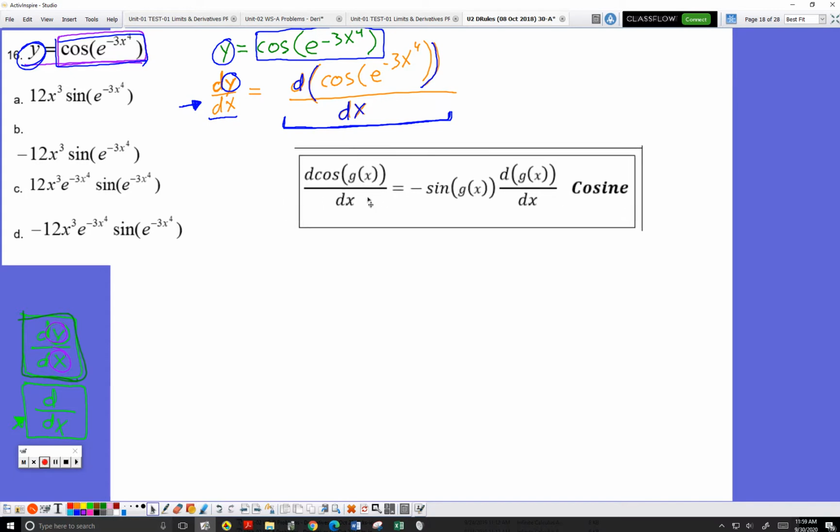I am looking only at the left side of the rule. I'm only looking here, the left side. And I'm looking to see if that left side matches exactly with what I have here. And it does, as long as I have g of x equal to e to the negative 3x to the 4th. As long as I pick g of x correctly, I have a perfect match.